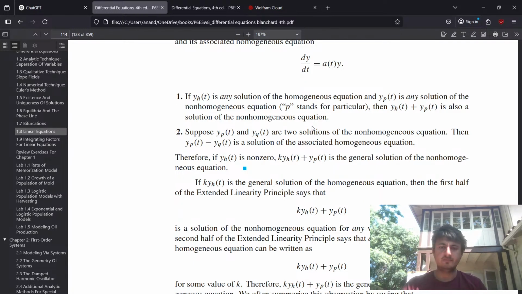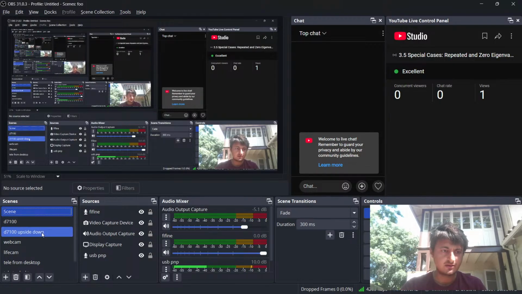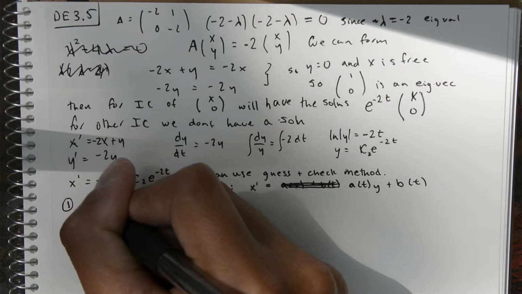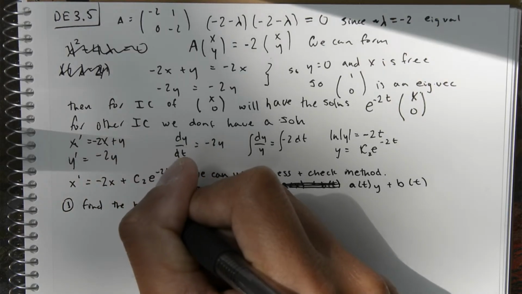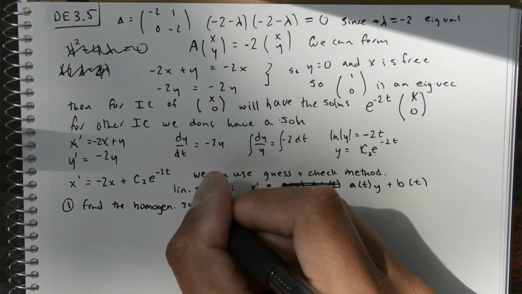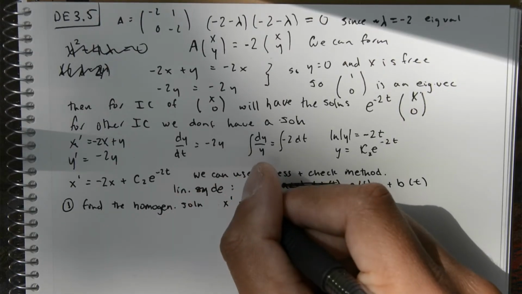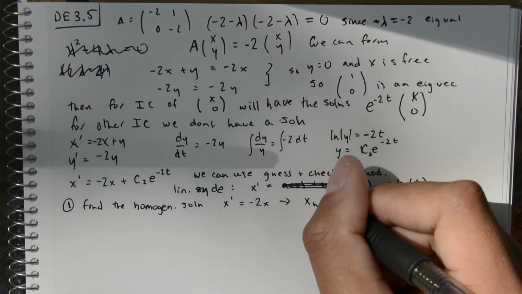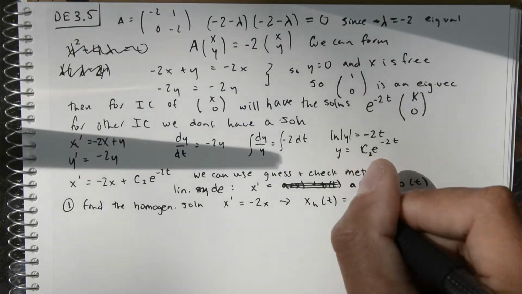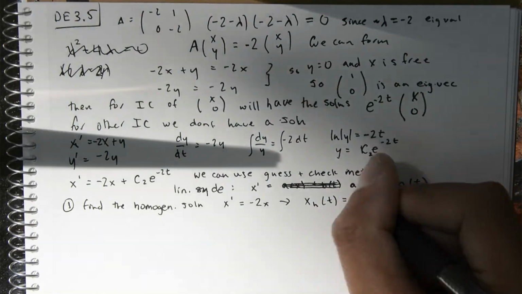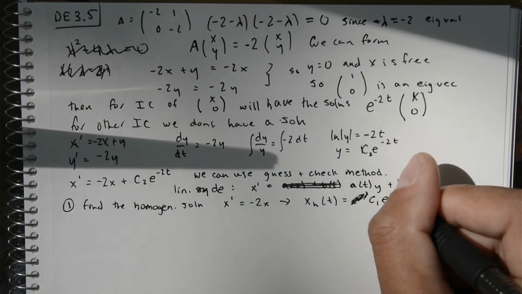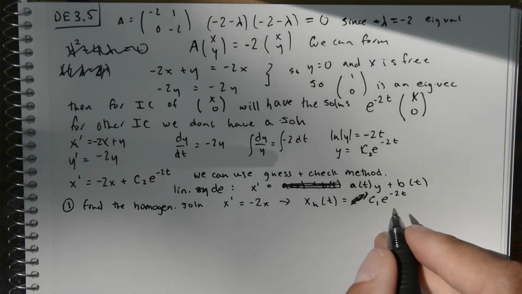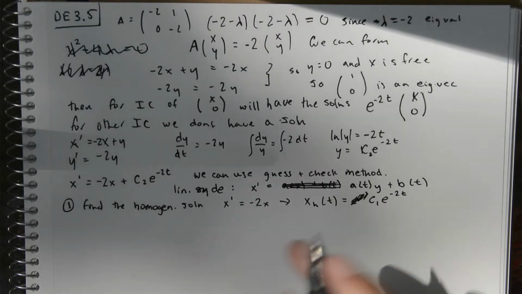Oh yeah, okay, wait. So if we go back, the first step is step 1, find the homogeneous solution. So if we take x prime equals minus 2x, then we're going to get x h for homogeneous of t is equal to c1 e to the minus 2t. Okay, now that we have the homogeneous solution, we need to guess a particular solution, and that's where we're at.